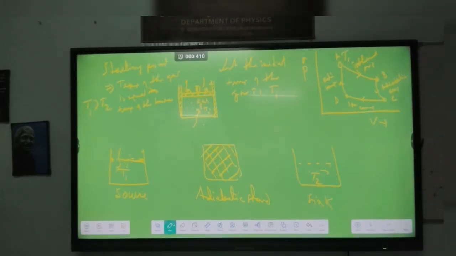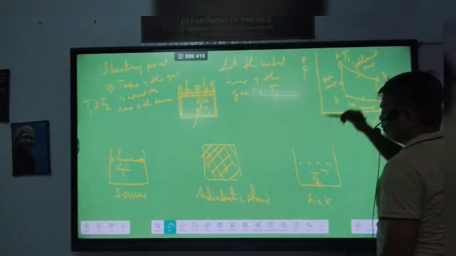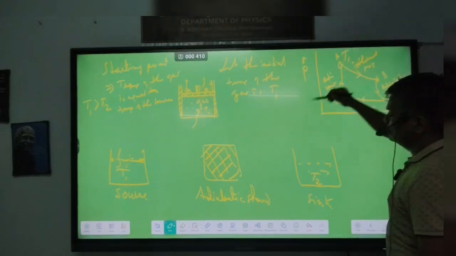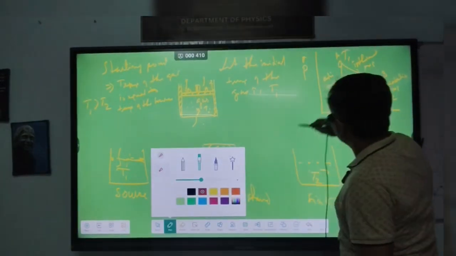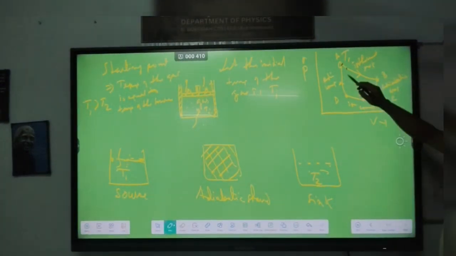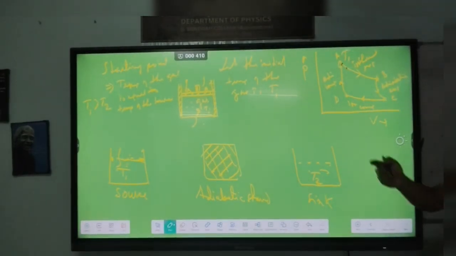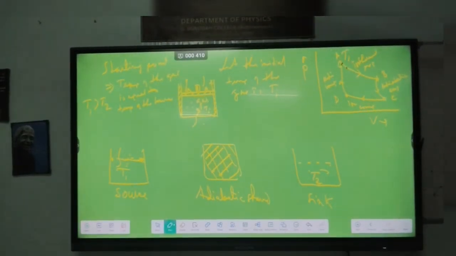Okay. So let me expand it a very small, little bit. I expand, and it goes from here to here. There is an expansion, a change in volume, but what is the temperature doing? It stays the same, T1. The temperature was supposed to decrease, but the source provides the required heat so that the temperature is maintained at T1.